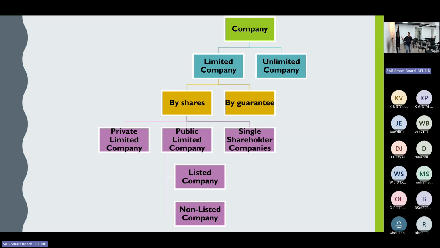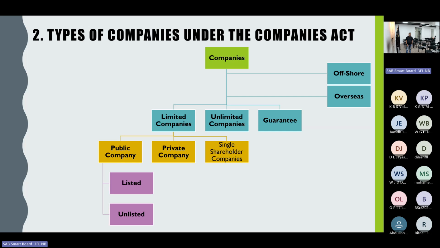Mainly, companies may be limited companies or unlimited companies. The limited companies may be limited by shares or limited by guarantee. Then those limited by shares may be either private, public, or single shareholder companies. Public companies may be listed or unlisted. Guarantee companies may be guarantee limited or association, not for profit. Likewise, this is how the Companies Act categorizes companies.